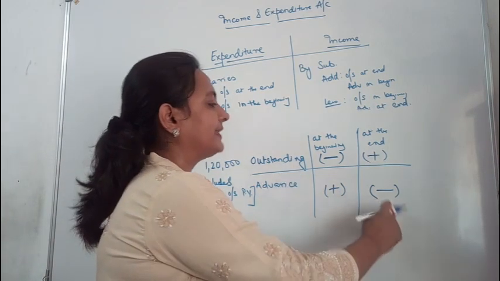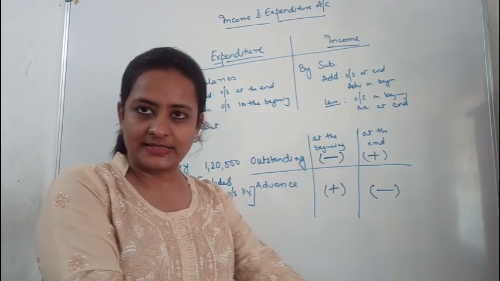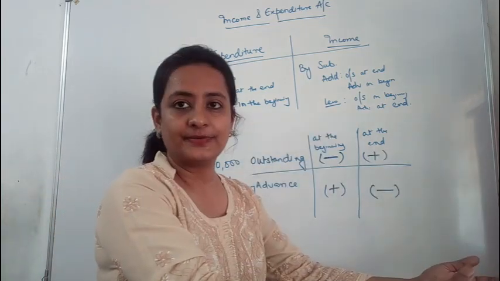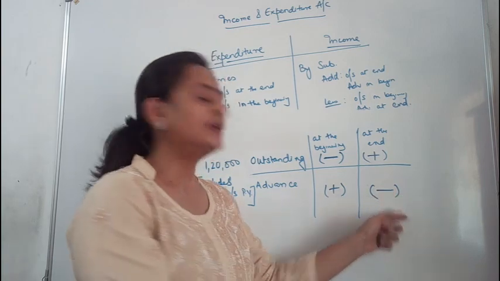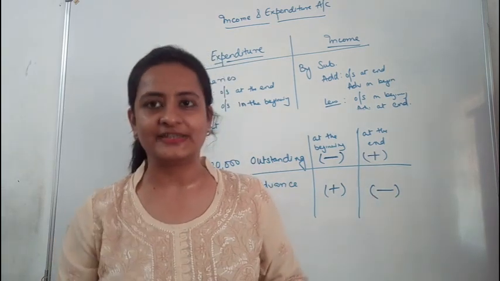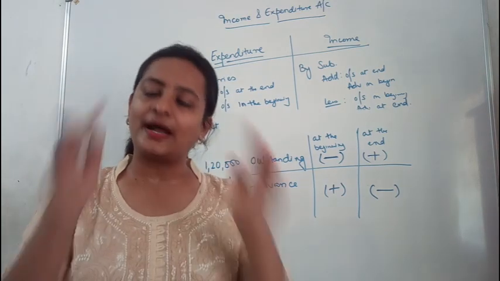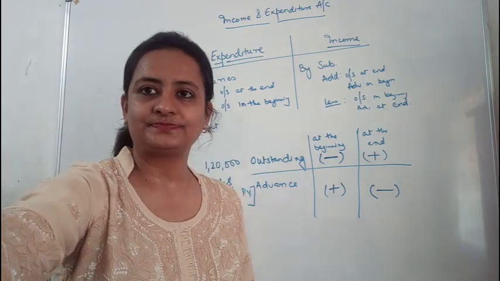Similarly, advance at the end. You are paying the advance at the end. You are not going to get the service of this year. You will get the service next year. Hence, it should be subtracted because it does not relate to the services of this year. I hope this part is clear with all of you. Please don't just mug it up, understand it conceptually.